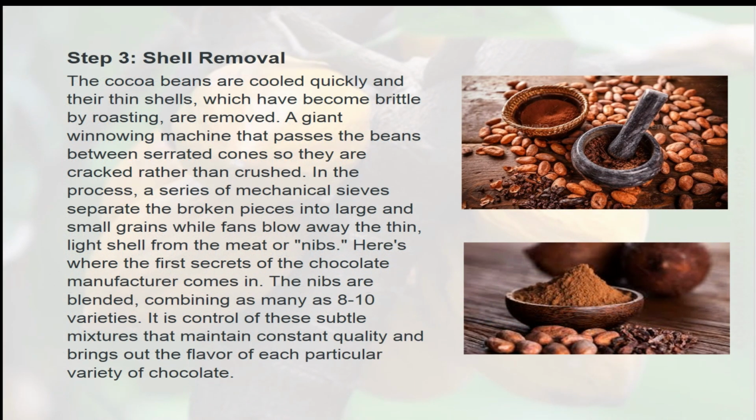Step 3. Shell removal. The cocoa beans are cooled quickly and their thin shells, which have become brittle by roasting, are removed by a giant winnowing machine that passes the beans between serrated cones so they are cracked rather than crushed. In the process, a series of mechanical sieves separate the broken pieces into large and small grains while fans blow away the thin, light shell from the meat or nibs.